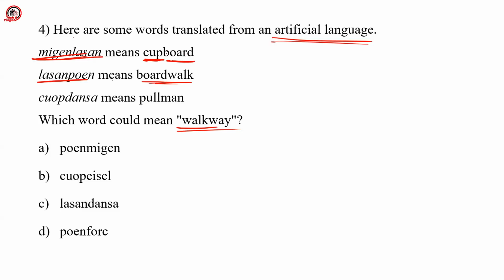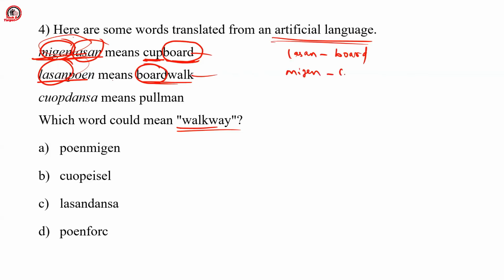Now what is the common word between the first line and the second line? It is board, right? So this word is also having board and this word is also having board. Now, what is the common word between Meigenlassen and Lassenpoen? So it is Lassen, right? So there is also Lassen here. Now that means Lassen means board, right? And now what is the remaining word here? It is Meigen, right? So that Meigen would now mean cup. Now, if Lassen means board, what does Poen mean? So Poen means walk, right?